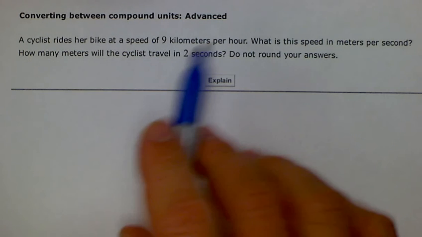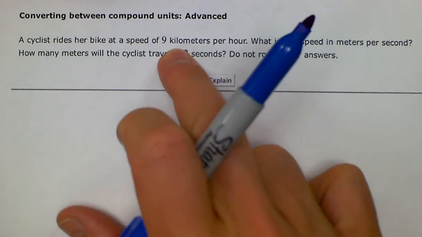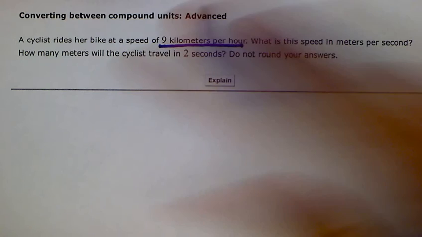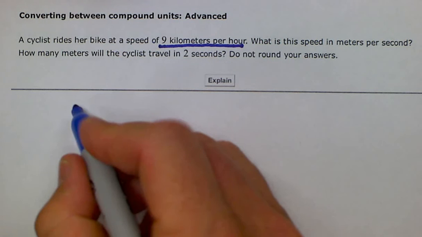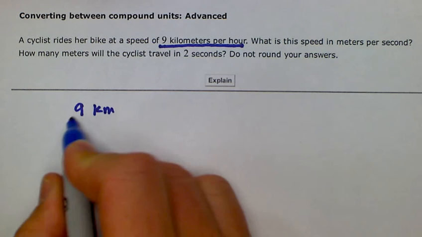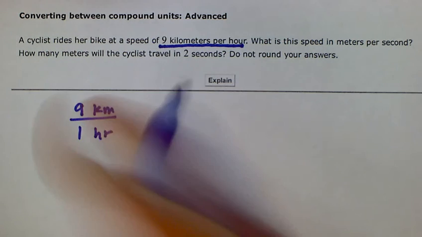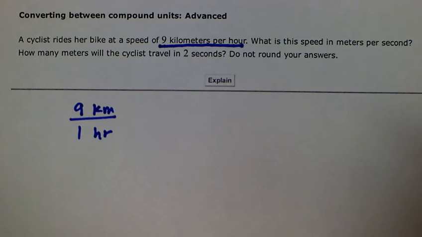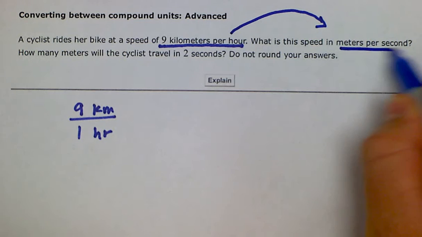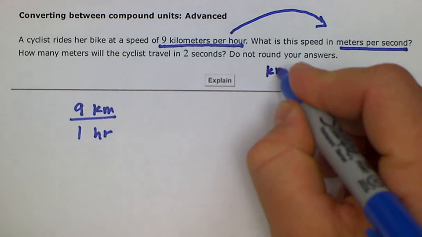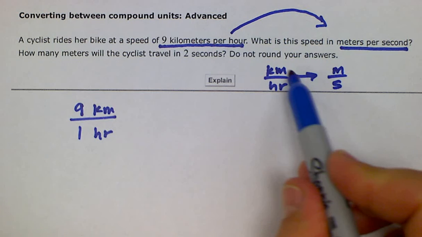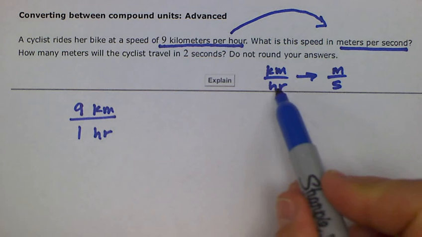So the first thing we want to do is figure out what we are working in, our units. We see that we have 9 kilometers per hour. So knee-jerk reaction, we want to create a fraction with this. 9 kilometers, and this is per 1 hour. So we have 2 units that we're working with. We created our fraction, and we want to know what the speed is in meters per second. So we're going from kilometers per hour and converting to meters per second. So we need to move from kilometers to meters and from hours to seconds.